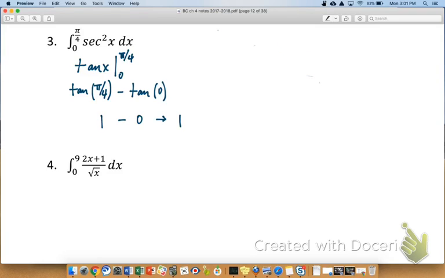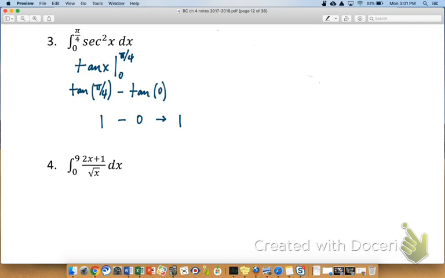Okay, let's try number 4. The integral from 0 to 9. Now this one is probably, of the 3 we've done so far, number 4 is going to be the toughest one. It's going to require some rewriting. So please take a minute and do some rewriting. I'll get scrolled to the right spot here.